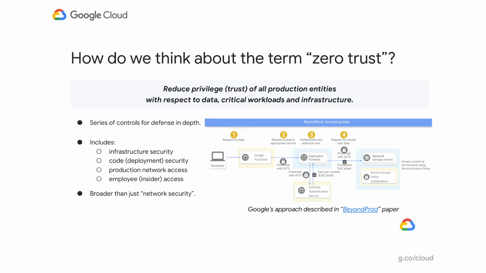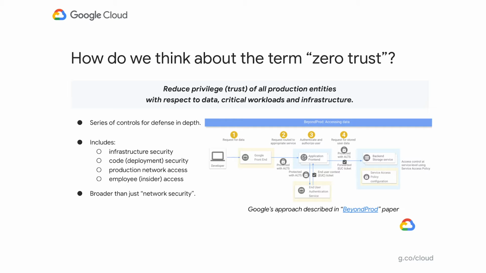So, how do we think about the term zero trust? The first way of thinking about it is to think about the term trust, right? And instead of focusing on the word zero, because we all understand it's a bit of a marketing spin there, we think about reducing privilege or trust on all production entities, right? With respect to data, critical workloads, and infrastructure, right? So what we are saying is we don't trust any one thing.